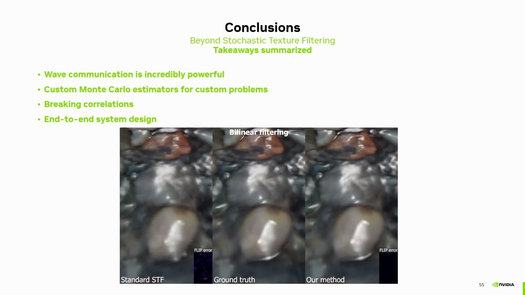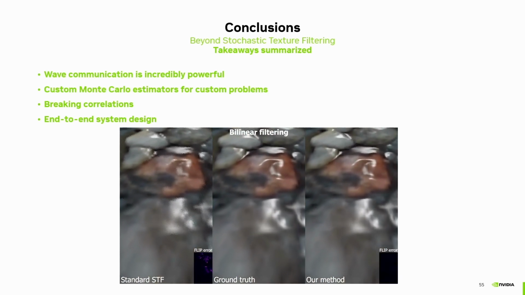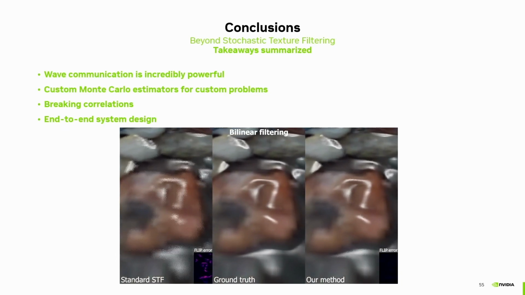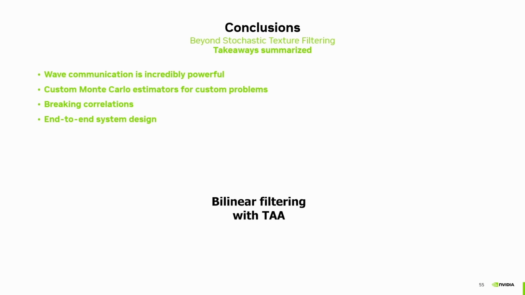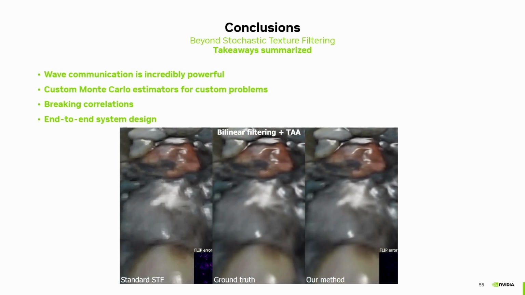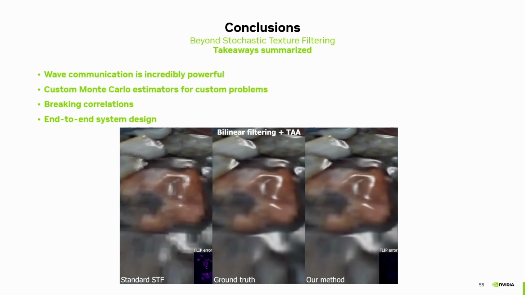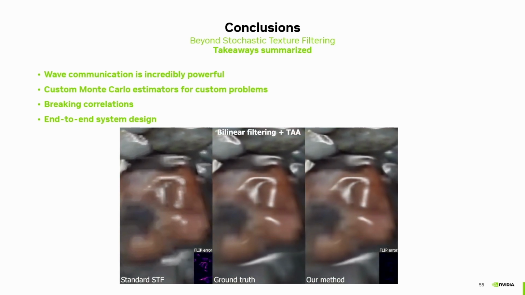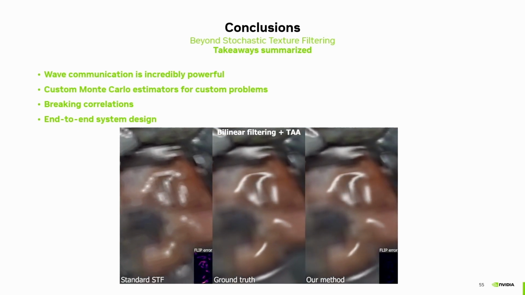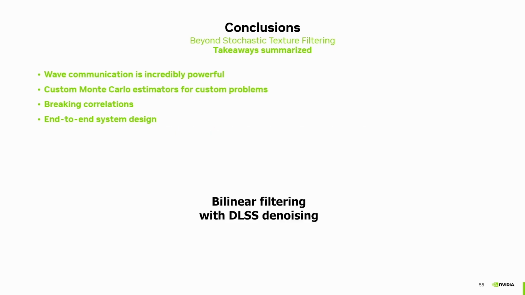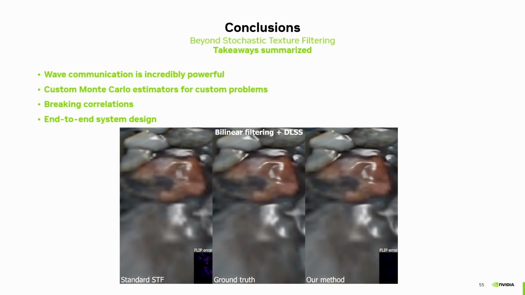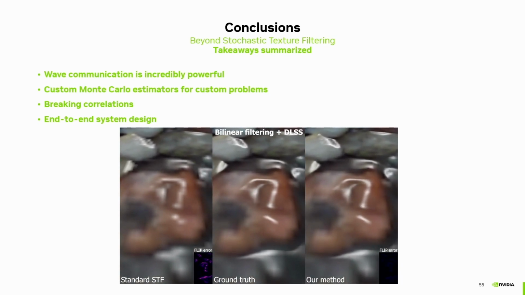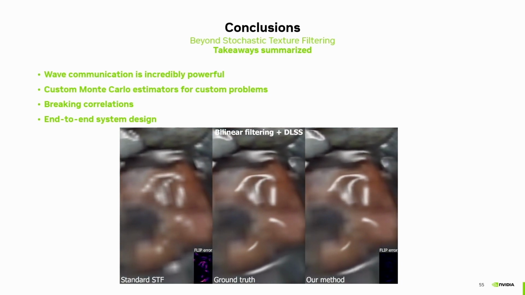Yes. Okay, so those are general conclusions and takeaways beyond texture filtering. That wave communication is incredibly powerful, and so is filtering in other domains than pixels. We advocate for custom Monte Carlo estimators for custom problems and understanding your problem and its error in the first place. We advocate for breaking correlations, and if you do some offline lookups, offline pre-computations, it can have literally zero additional cost. And we advocate for end-to-end system design, understanding your problem space.